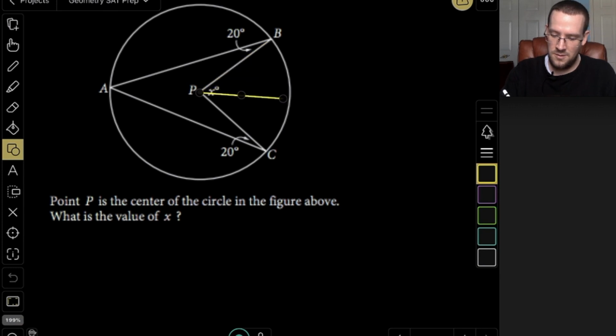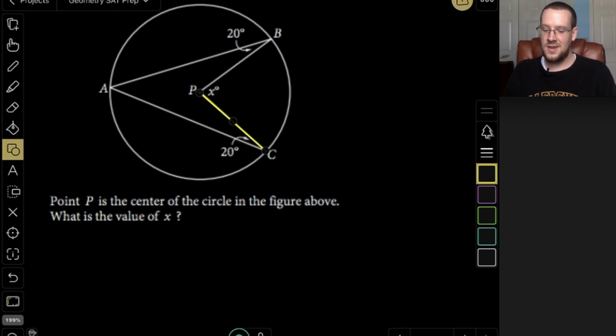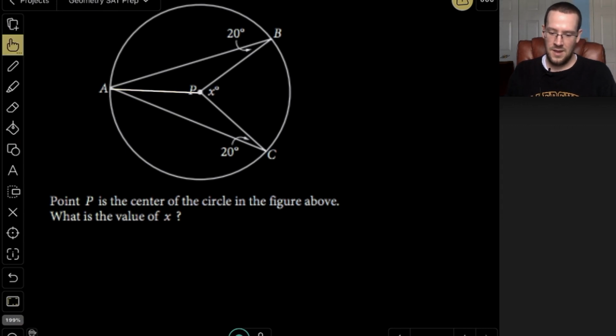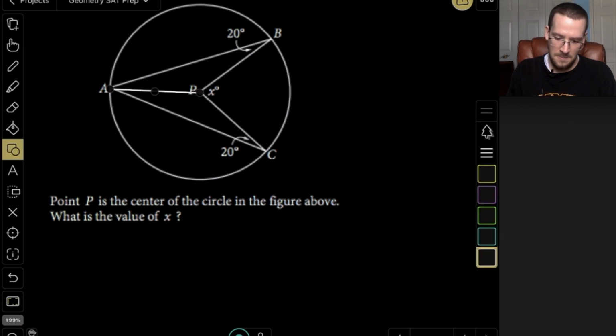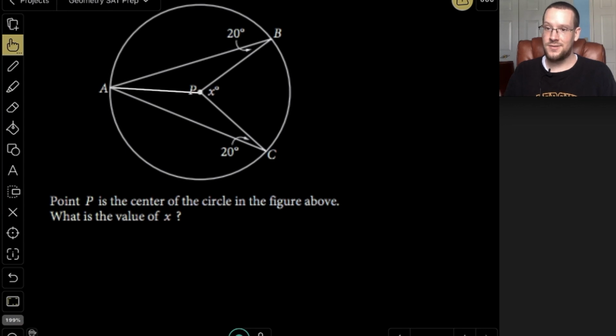And notice, this is also the radius, right? It's the center connected to a point on the circle. So PC is the same as PB. This is also the radius. You see how I'm using the radius to figure out some sameness. So what I'm going to do here is I'm actually going to connect this line. I'm going to connect P to A, and I'm going to use the fact that all these are radii to make some assumptions.